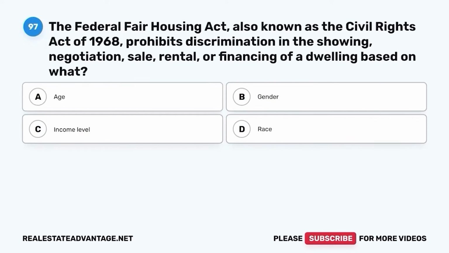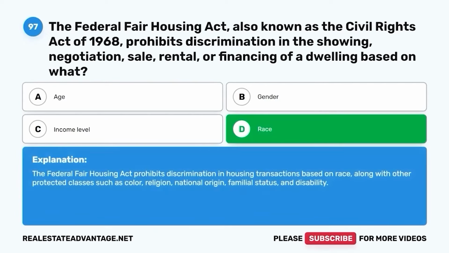Question 97. The Federal Fair Housing Act, also known as the Civil Rights Act of 1968, prohibits discrimination in the showing, negotiation, sale, rental, or financing of a dwelling based on what? A. Age. B. Gender. C. Income level. D. Race. The correct answer is D. Race. The Federal Fair Housing Act prohibits discrimination in housing transactions based on race, along with other protected classes such as color, religion, national origin, familial status, and disability.